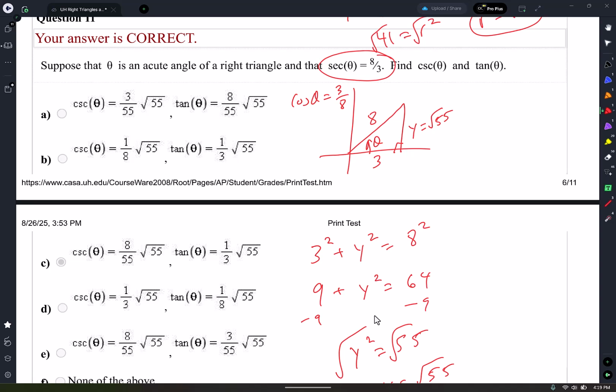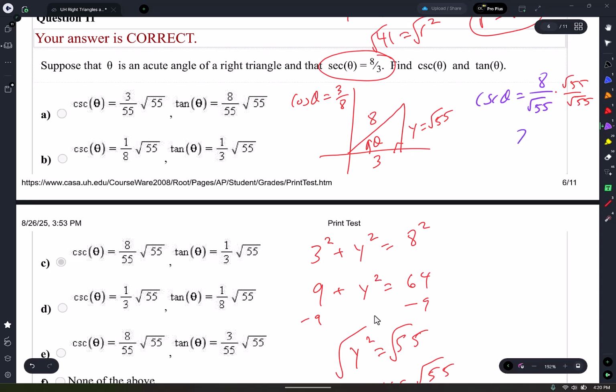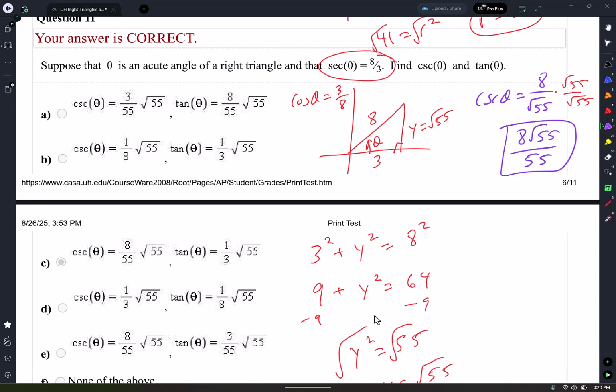What do they want? Cosecant. Cosecant is the reciprocal of sine, and sine is opposite over hypotenuse, so hypotenuse over opposite: 8 over the square root of 55. Then rationalize it, times square root of 55 over the square root of 55, and you get 8 square root of 55 over 55. So there it is. That's cosecant theta.